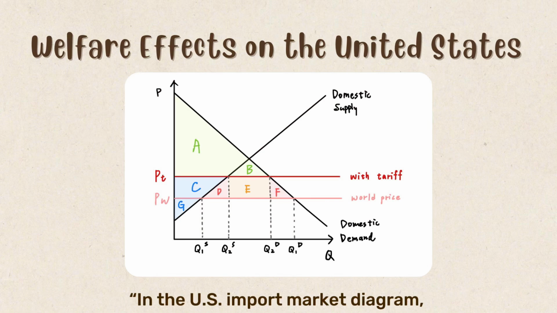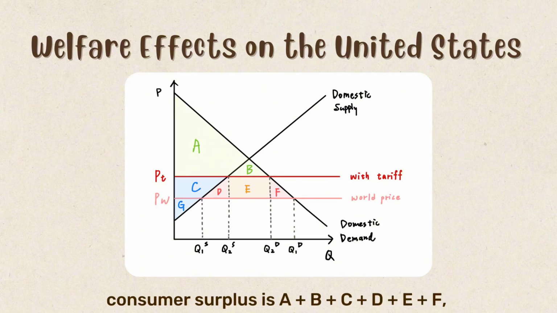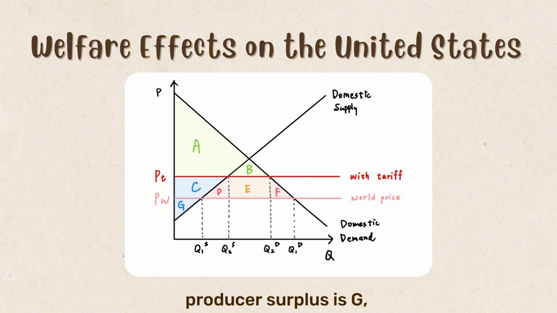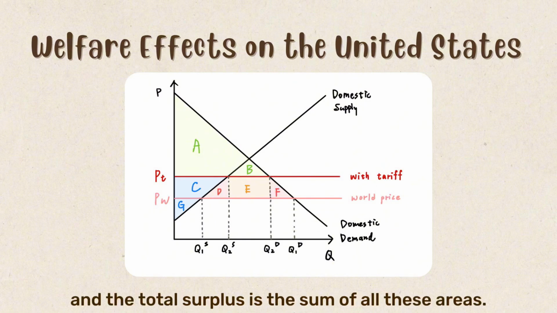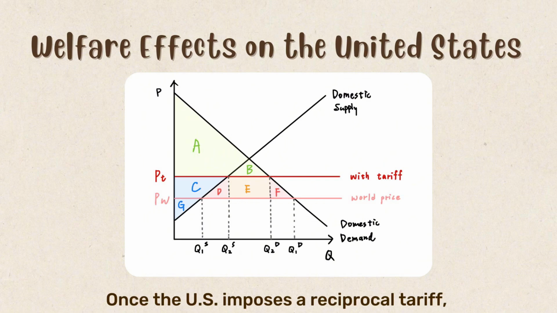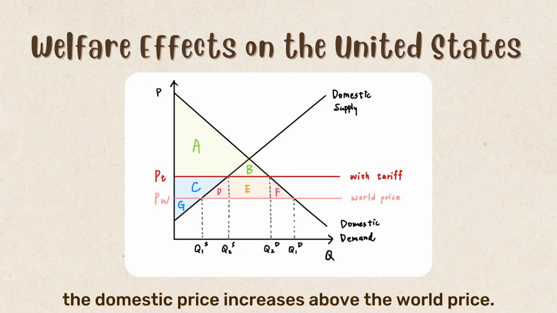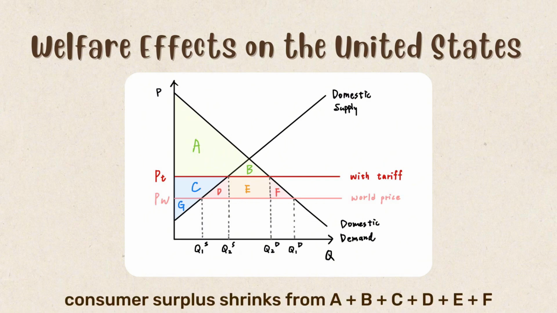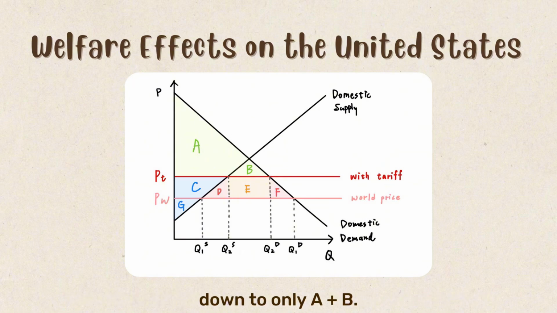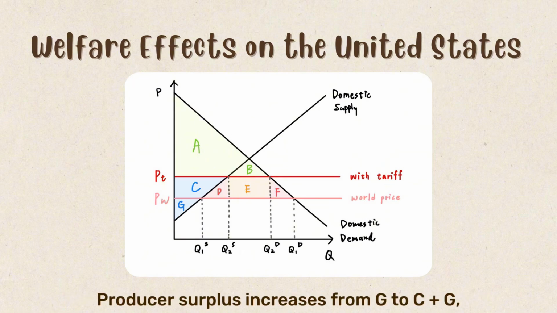In the US import market diagram, consumer surplus is A plus B, C, D, E, F. Producer surplus is G, and the total surplus is the sum of all these areas. Once the US imposes a reciprocal tariff, the domestic price increases above the world price. Consumer surplus shrinks from A plus B, C, D, E, F down to only A plus B. Producer surplus increases from G to C plus G.